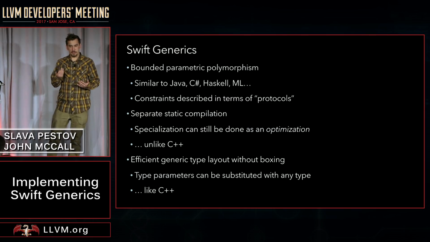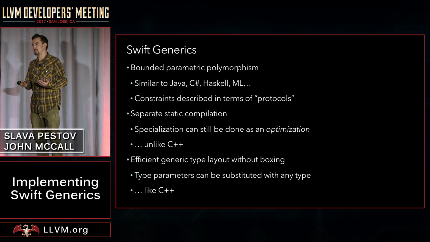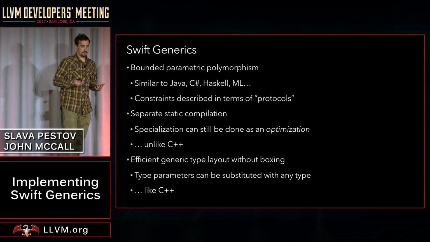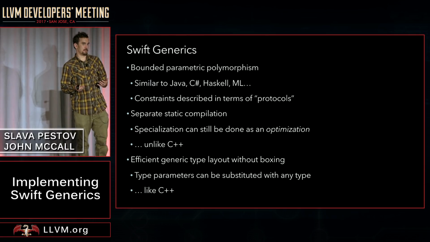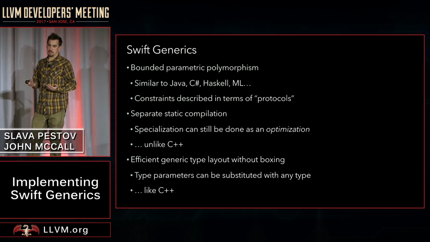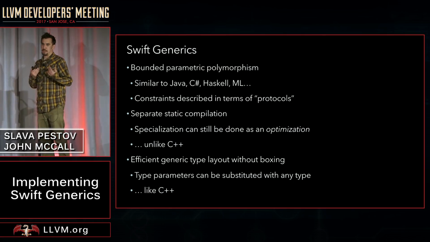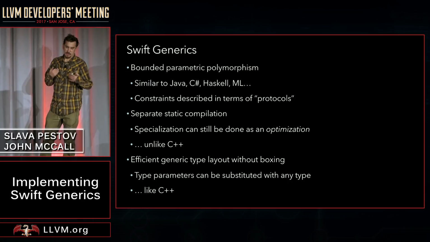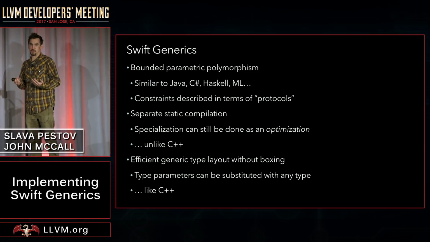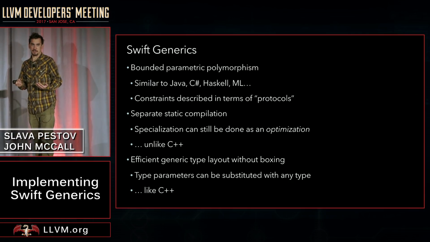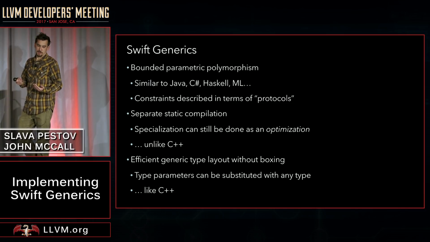And we want to be able to substitute generic type parameters for any type, not just reference types as in Java, for example. And value types in Swift can have any size, and that, together with the fact that specialized and unspecialized functions coexist, means that we always do the most efficient possible layout for generic types, even in unspecialized generic code.